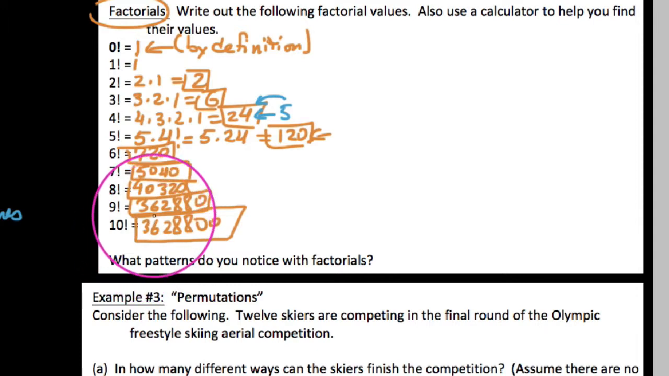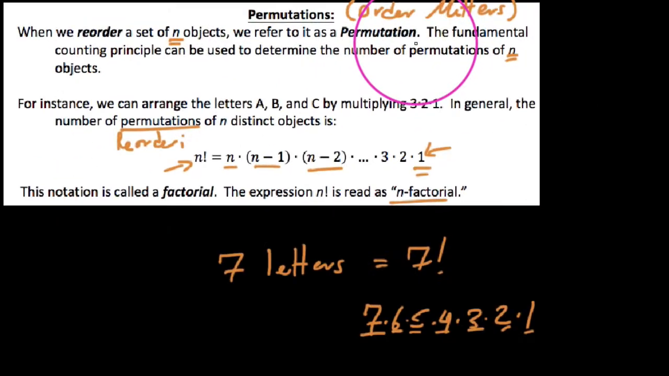So we say, what patterns do we notice here? Again, every factorial that we get is equal to that number times the factorial before it. But also, factorials tell us how many different ways exist to rearrange n objects, and that's what it says here. It says the fundamental counting principle can be used to determine the number of permutations of n total objects. We say the total number of ways of rearranging n distinct objects is always going to be just n factorial.